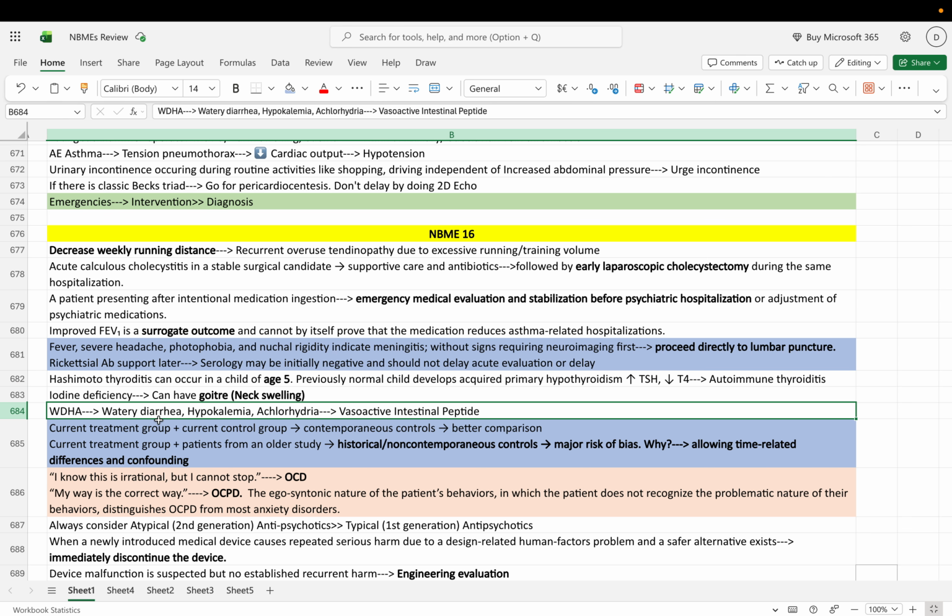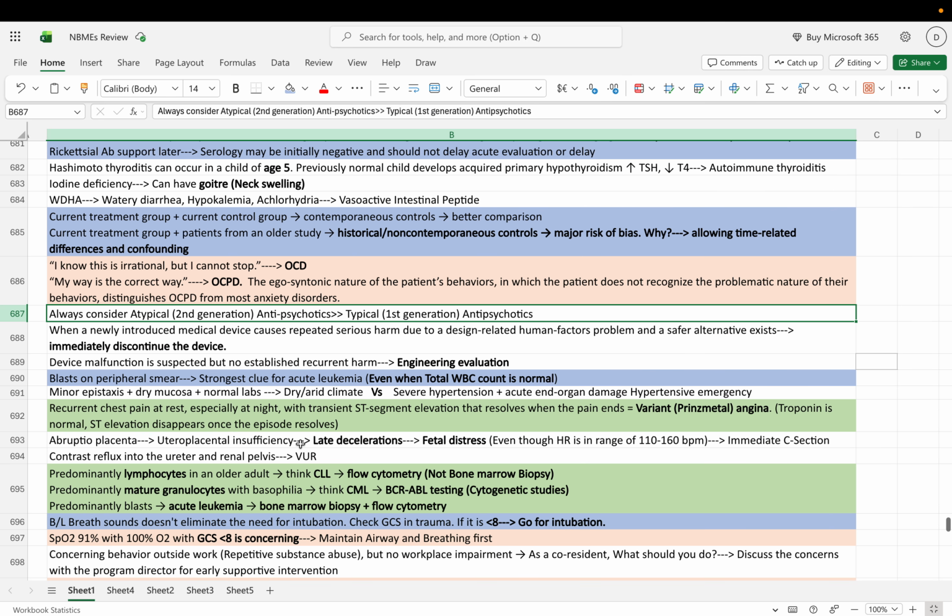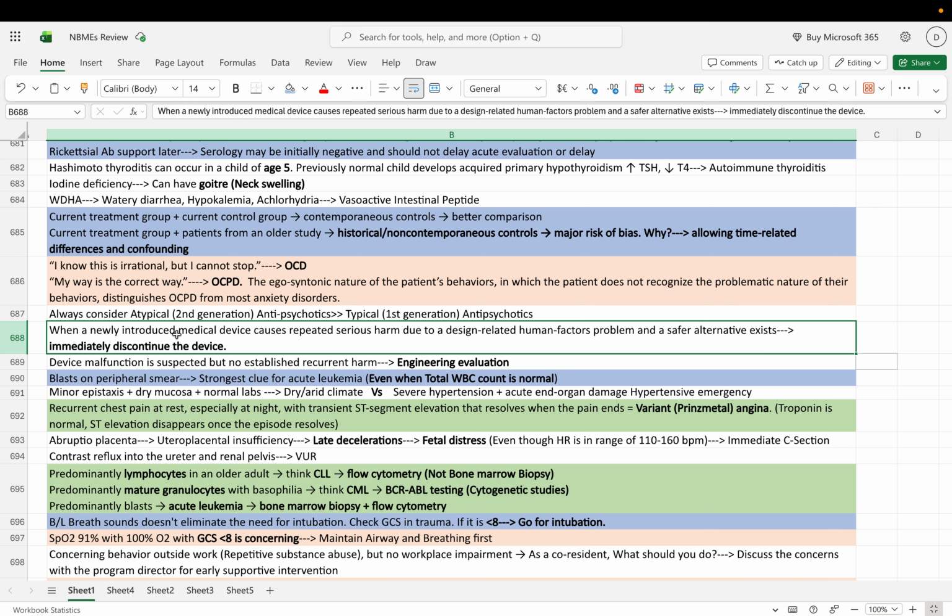WDHA syndrome: watery diarrhea, hypokalemia, achlorhydria. This is due to vasoactive intestinal peptide, a VIPoma. Always consider an atypical antipsychotic. Give preference to the second generation antipsychotic more than the first generation.